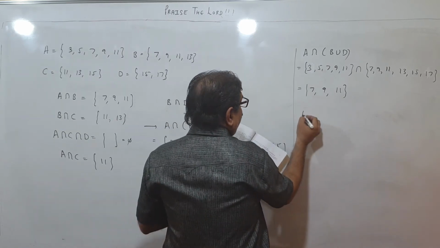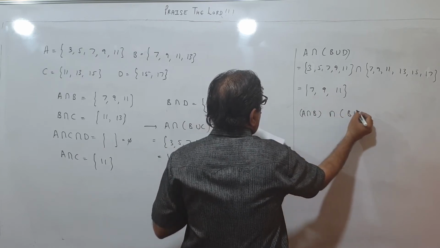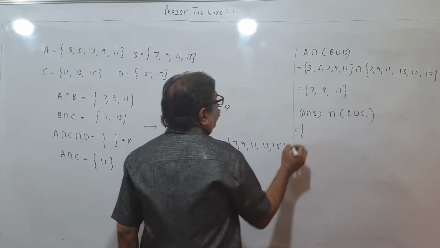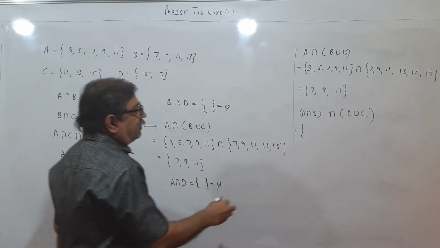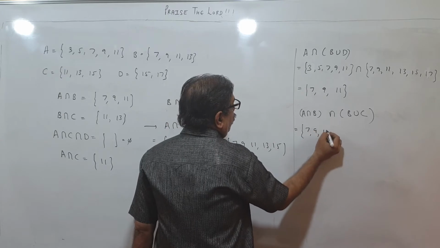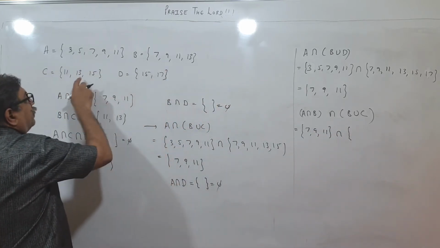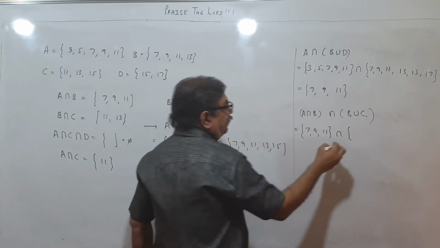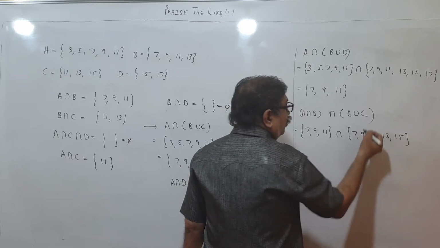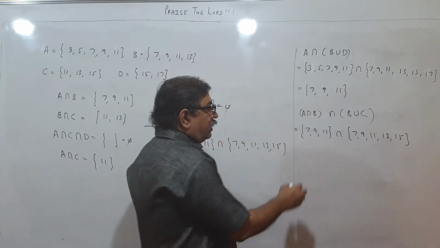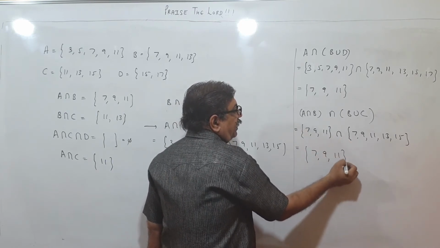Then you want A intersection B intersection B union C. So what will be A intersection B? Common elements of A and B, 7, 9, 11. B union C, unite B and C. So 7, 9, 11, 13, 15. Please see, 7, 9, 11, 13, 15. Union, write all the elements. Now intersection, again I have to see only common elements. 7 is common, 9 is common, 11 is common.